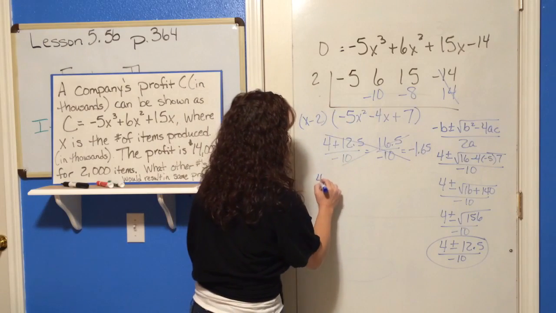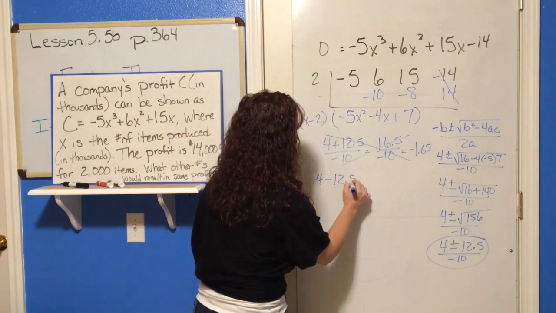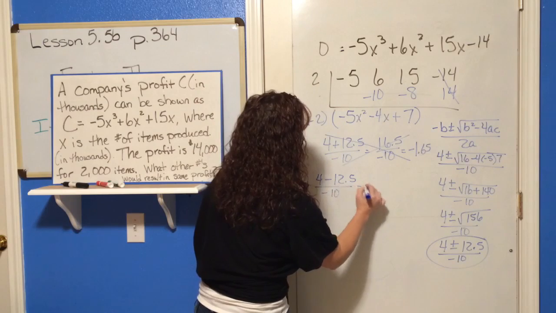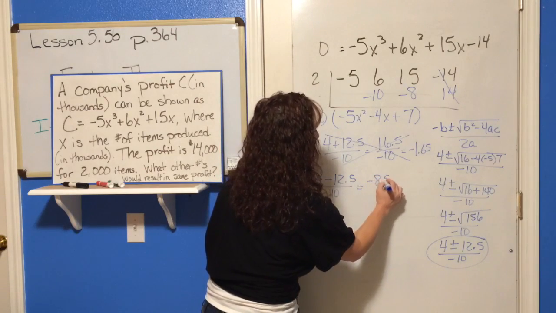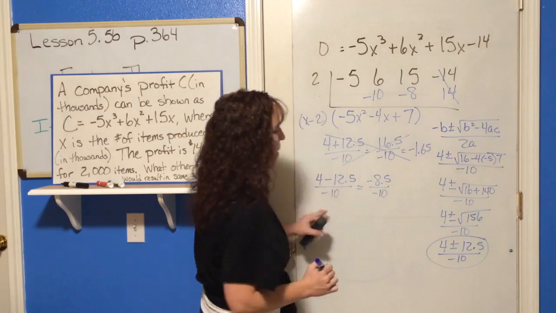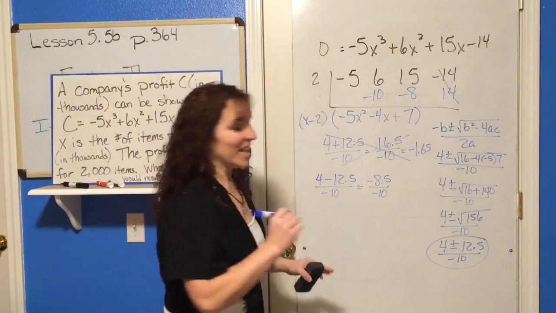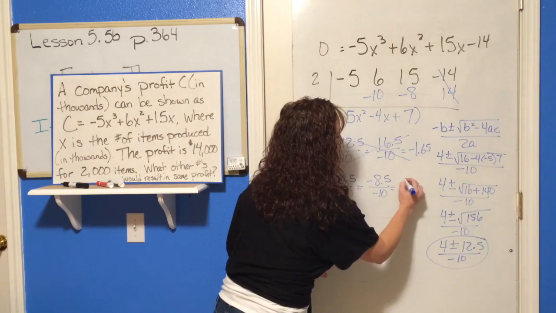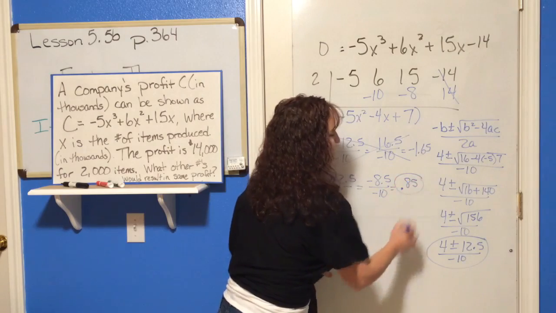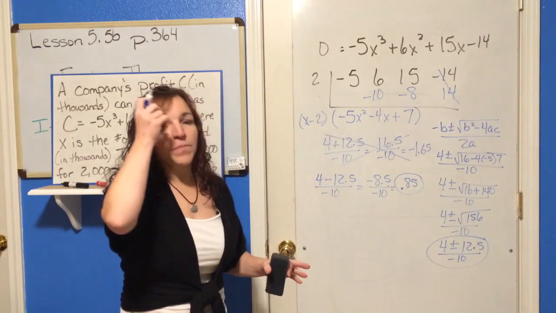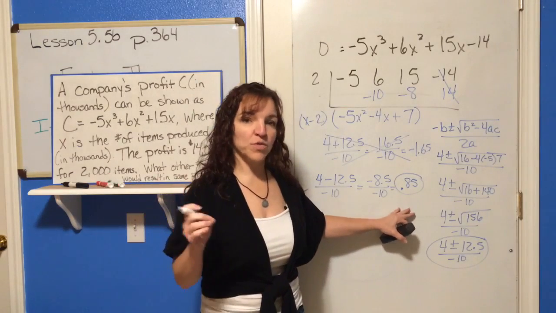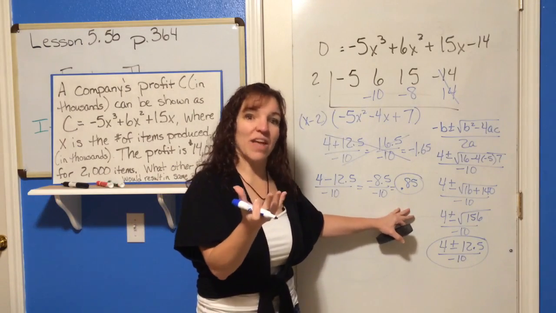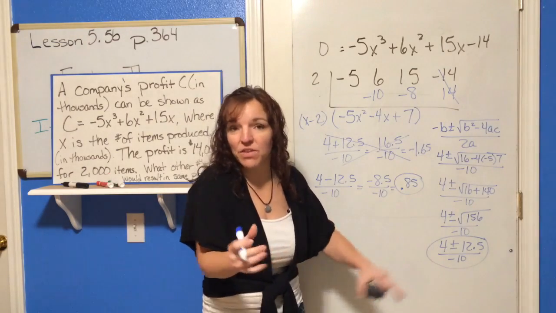So this answer is not plausible in this situation. So let's go to 4 minus 12.5 over -10. That's going to give me -8.5 over -10. Negative divided by a negative is a positive, so I get 0.85 as my final answer. And now remember, let's put it back into the problem. So 0.85 is my answer, and that is a possible answer because it's positive.